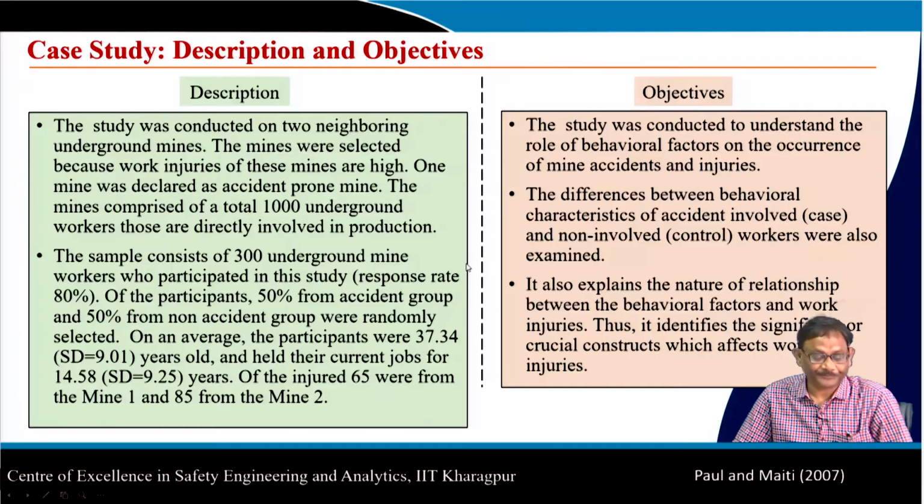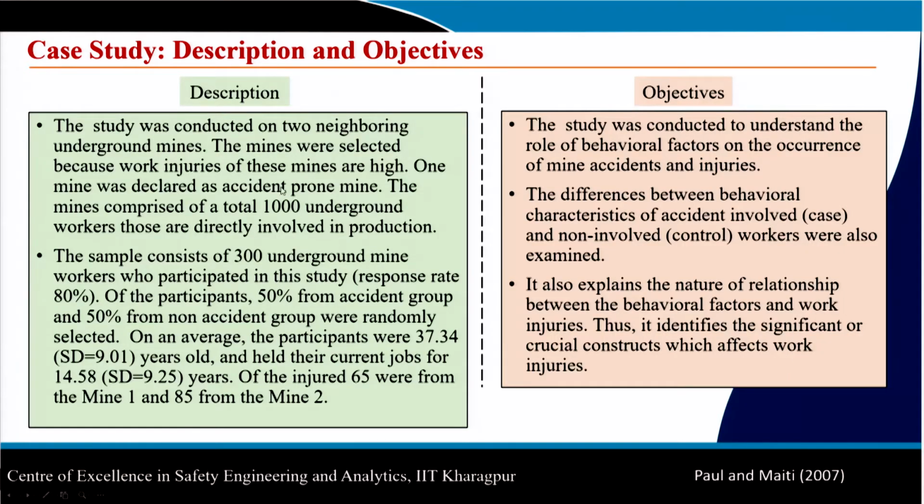P.S. Pal. In this case study, I first explain what the study is. The study was conducted in two neighboring underground mines. The mines were selected because work injuries in these mines are high. One mine was declared as an accident-prone mine. The mines comprised a total of 1,000 underground workers, those who are directly involved in production.